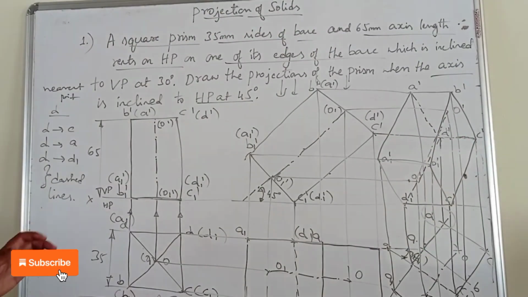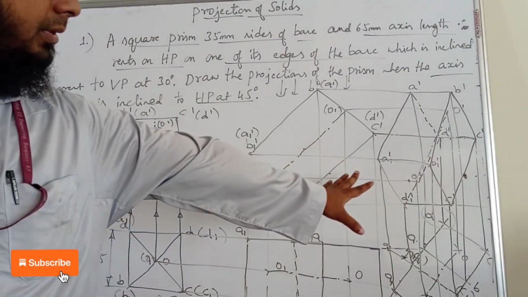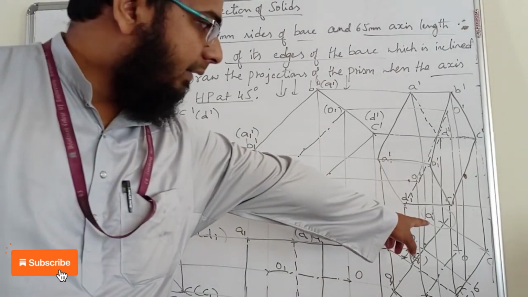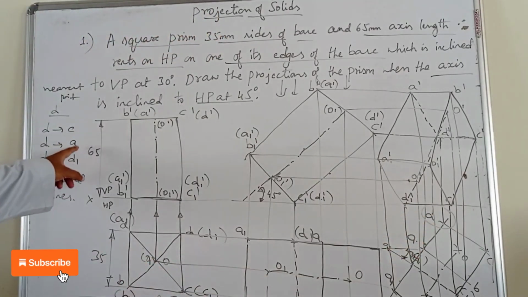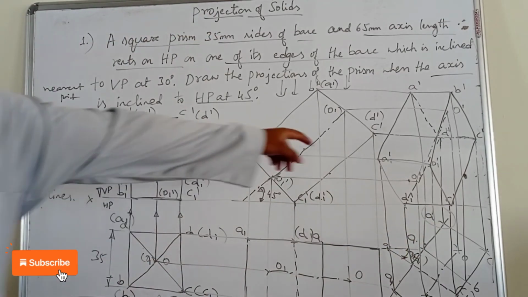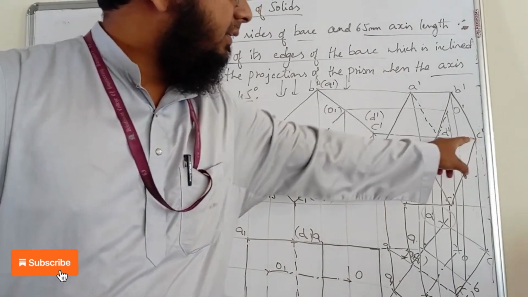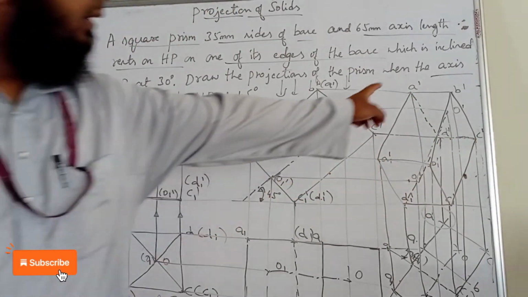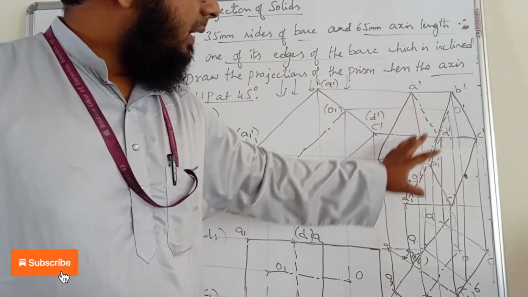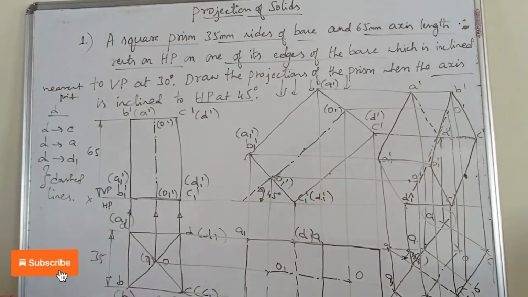So understood, right? So this is how to write the final position. First take a reference, the nearest point to the XY line, D. D is connected with C, A and D1. These are the dashed lines. First we have done with the dashed lines: D dash to C dash, D dash to A dash, D dash to D1 dash. After that, the remaining part we have written with the continuous line. So that's how we complete the first problem in projection of solids.